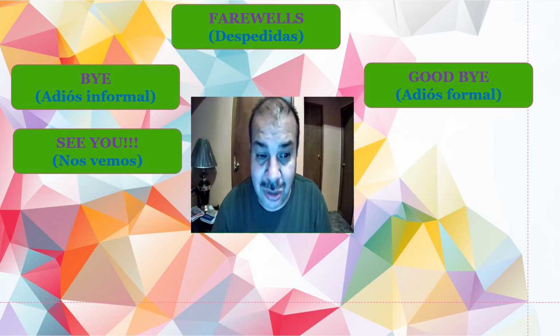La siguiente palabra es nos vemos. See you. It's an informal way, ¿verdad? Es una manera informal, pero es see you. Nos vemos. Okay, I'll say it first, you repeat it after me. Yo lo digo primero y tú lo repites después de que yo lo hago. See you. See you. All right?